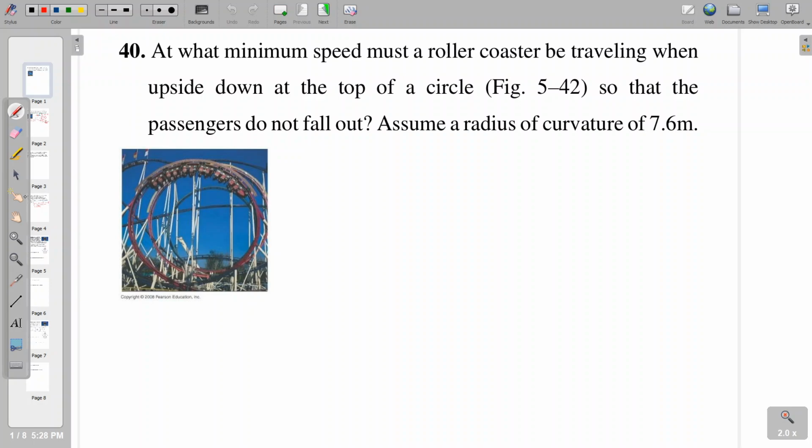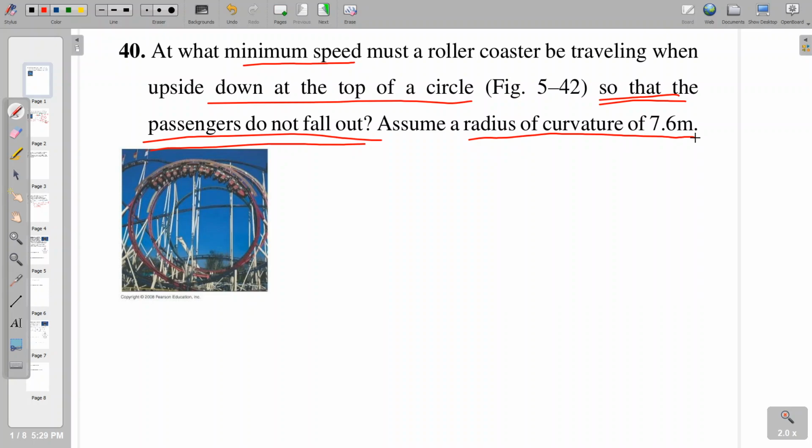Okay, this first one here is a common type of question that you'll see in circular motion, where you're asked to find some kind of a minimum or some kind of a limiting case quantity. So, question 40 from your text asks, at what minimum speed must a roller coaster be traveling when upside down at the top of a circle so that the passengers do not fall out? That sounds important. And you're supposed to assume a radius of curvature of 7.6 meters.